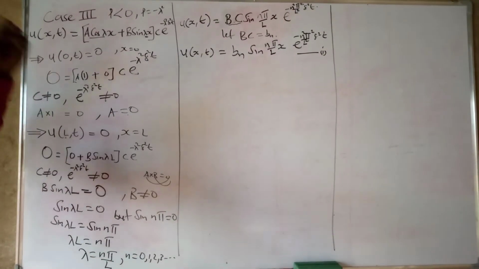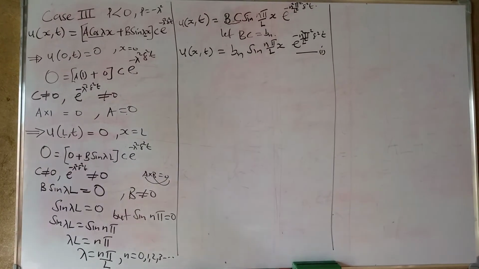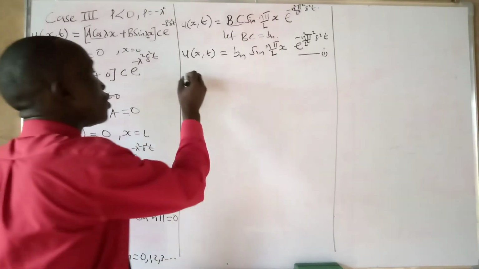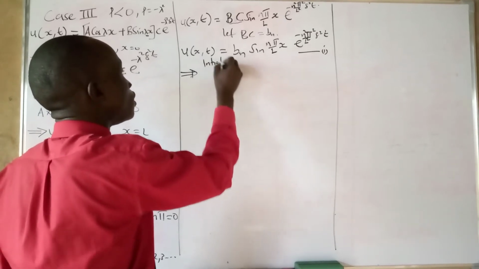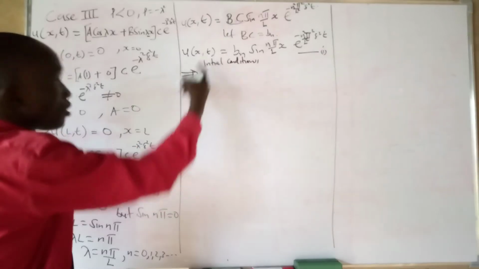After applying the boundary condition, you have found that this case has given us a solution. So it holds for p less than 0. After that, we're going to apply the initial condition. The initial condition happens when t is equal to 0. Why are we applying the initial condition? Because we have got a solution in this case.